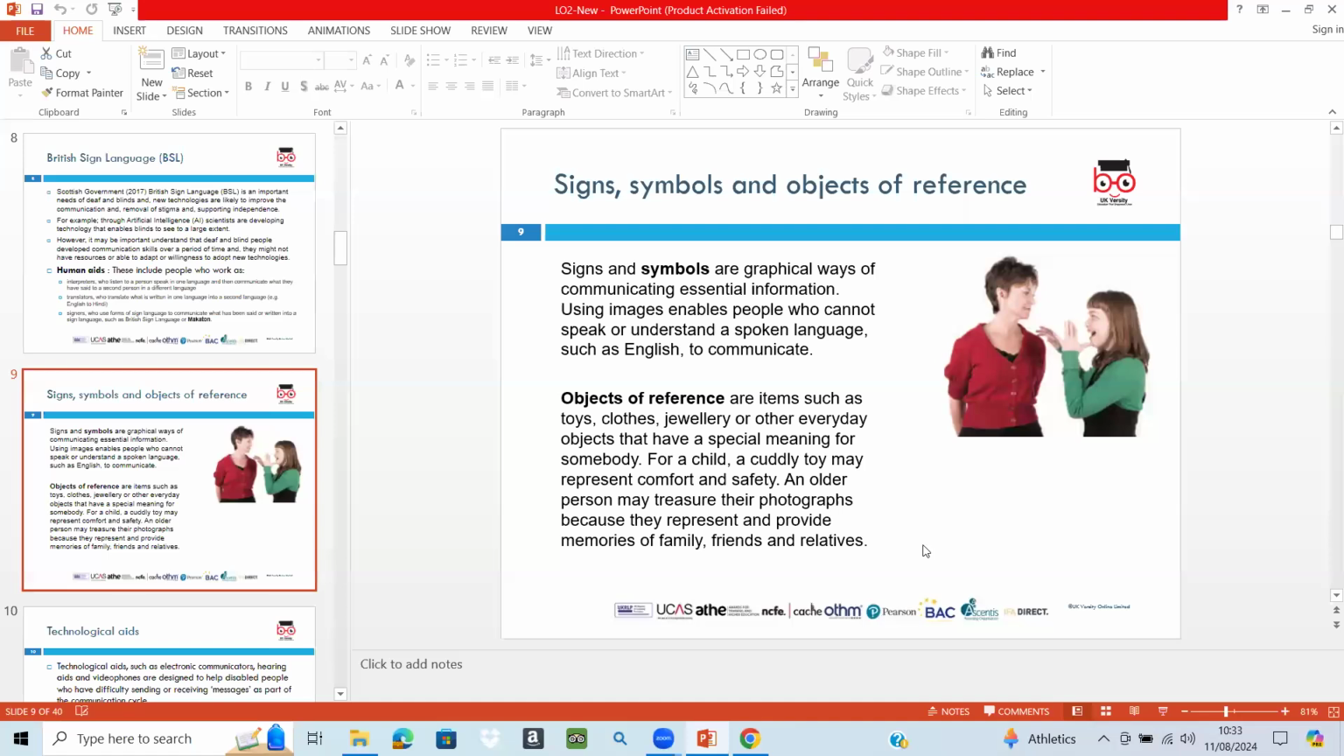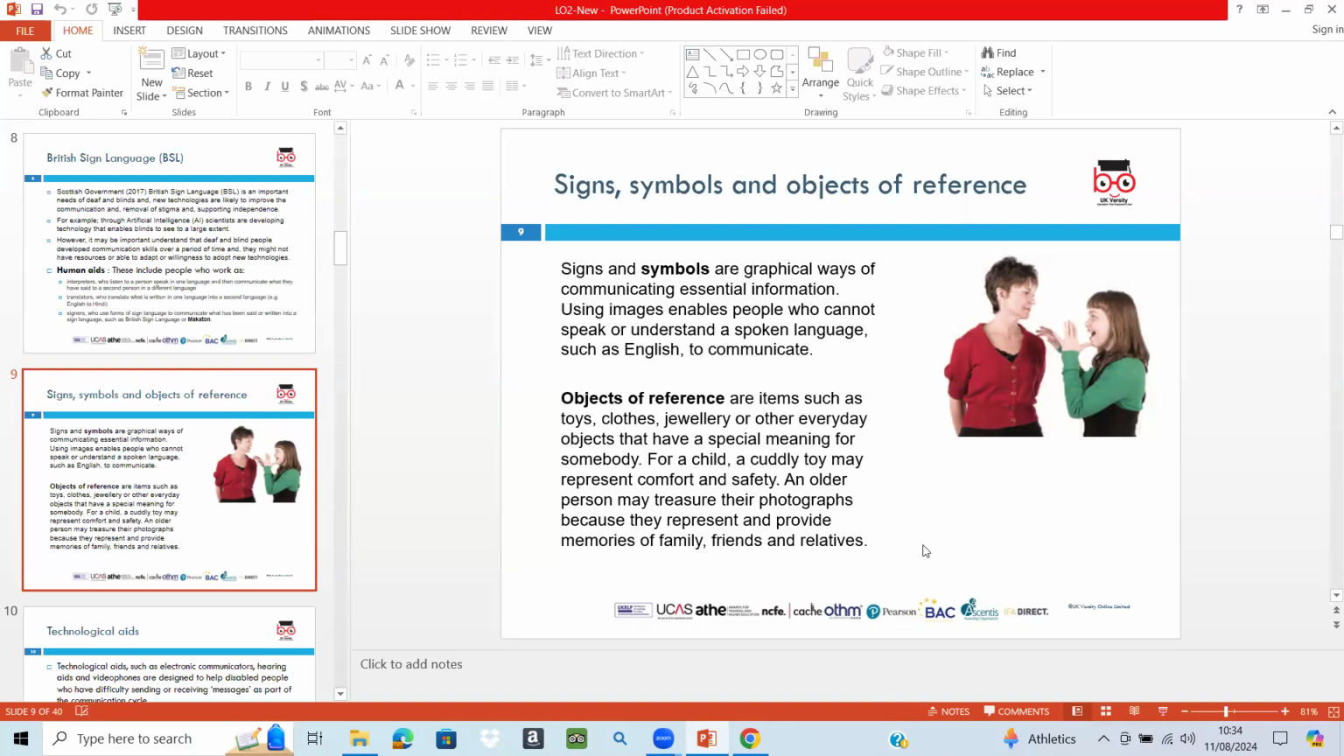Right. Here we have to discuss the signs, symbols, and objects of reference. Signs and symbols are visual aids that convey important information, specifically to those who may have difficulty with language or reading. For example, a hospital might use symbols to indicate areas like restrooms, emergency exit, or the pharmacy. These symbols help the service user navigate the facility independently and reduce any confusion.